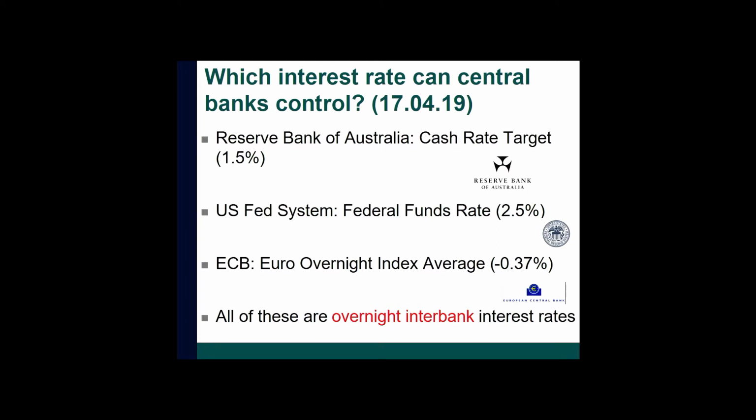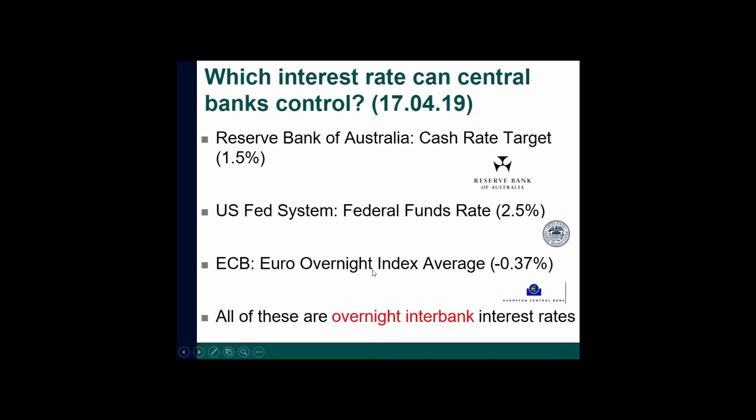And in Australia, the main policy rate is the so-called cash rate, and currently that's sitting at 1.5%. The same system we've got in the US. In the US, the Fed is the central bank, and the federal funds rate there is 2.5%.